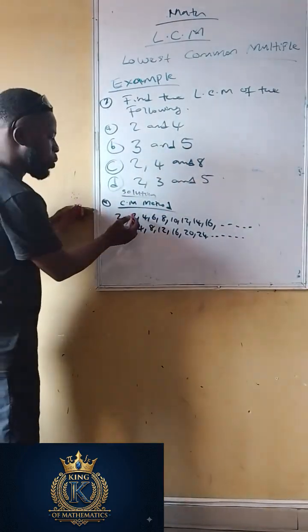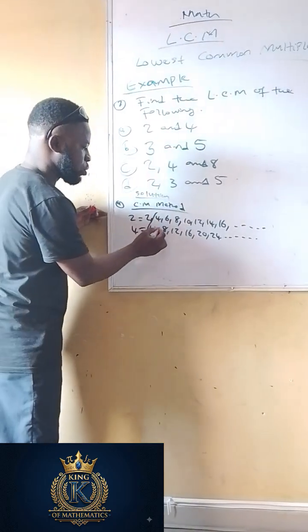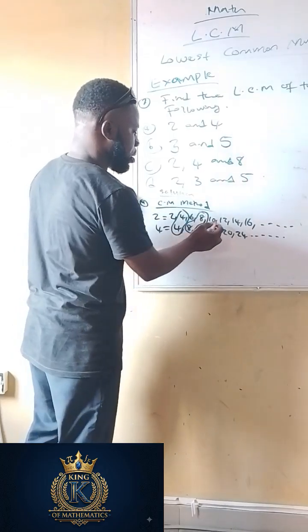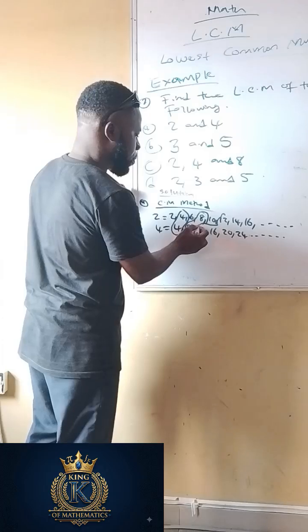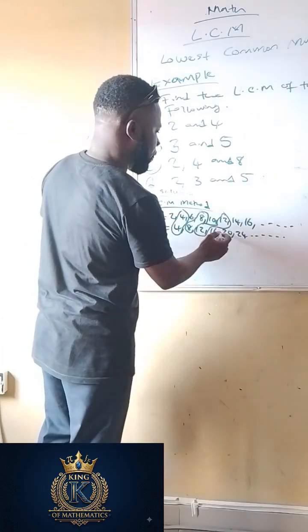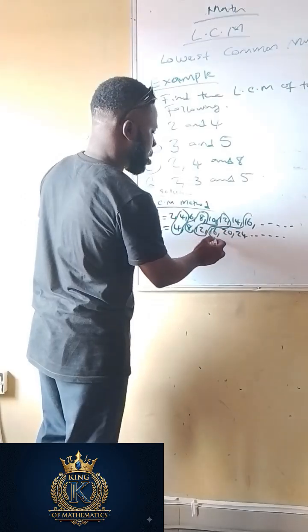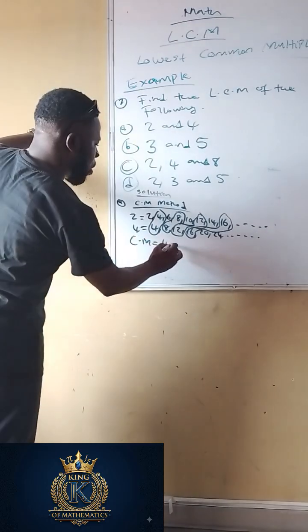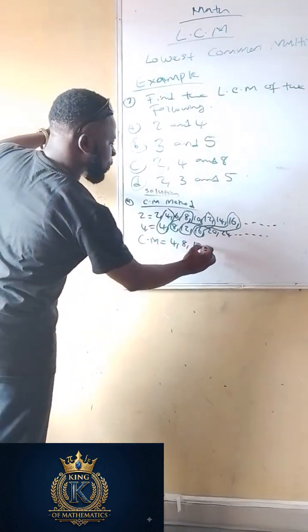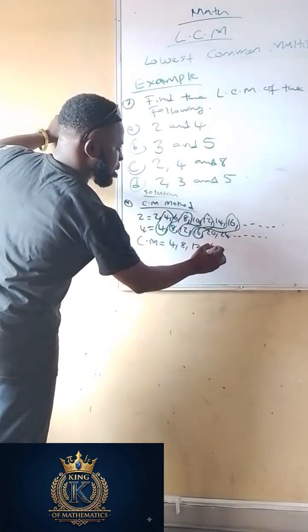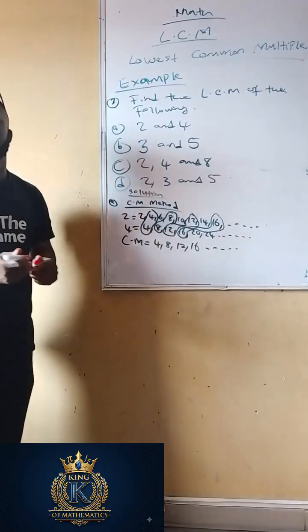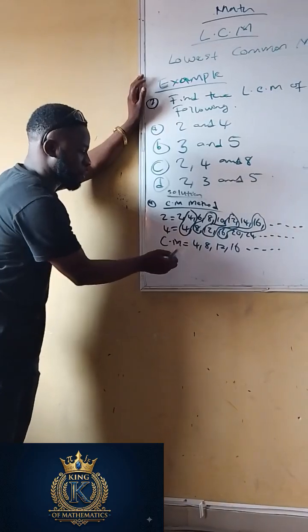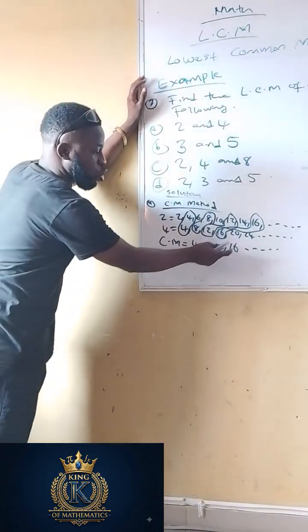Let's see the ones that are common. We have 2 here, no 2 here, we have 4 here. This is common. We have 6, no. We have 8, it's common. We have 12, and we have 16. So in other words, our common multiples will be 4, 8, 12, 16, and so on.